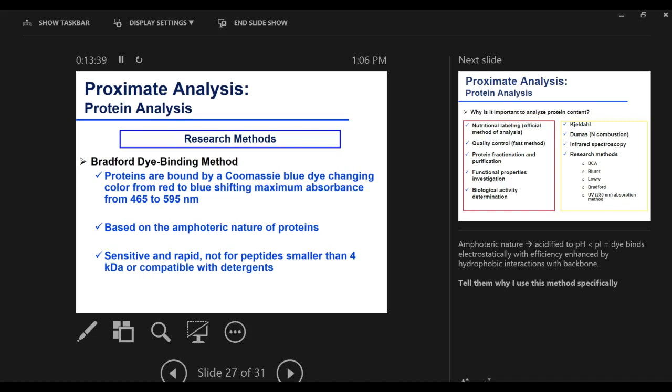Which means that if we're at acidic conditions, under the isoelectric point of the protein, our protein will for the most part have a positive charge on it, which then allows it to bind this Coomassie blue dye, which is a negatively charged dye. So that allows us to bind the proteins. And because it's in acidic conditions, that binding switches the color from red to blue, so that you can then measure the absorbance again.